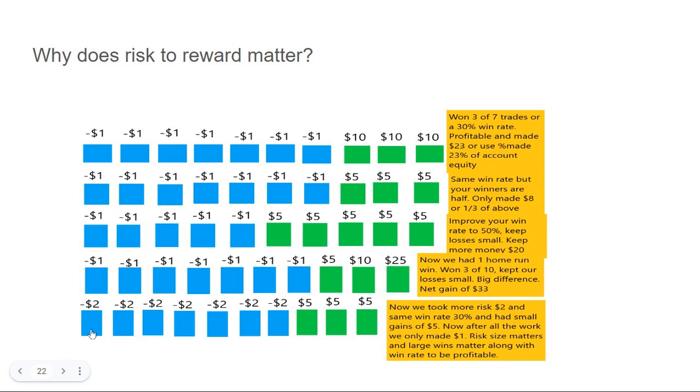Finally, one final example. Now we took more risk. We didn't really keep our risk tight. We doubled our risk to $2. We still have the same 30% win rate. On our wins, we won $5. So we won 15, but we lost 2 times 7. We lost 14. Now we took more risk and with the same win rate and had small gains of $5. Now after all the work, we only made $1 net profit. So risk size matters and large wins matter, along with win rate to be profitable. That's the point of this graph.